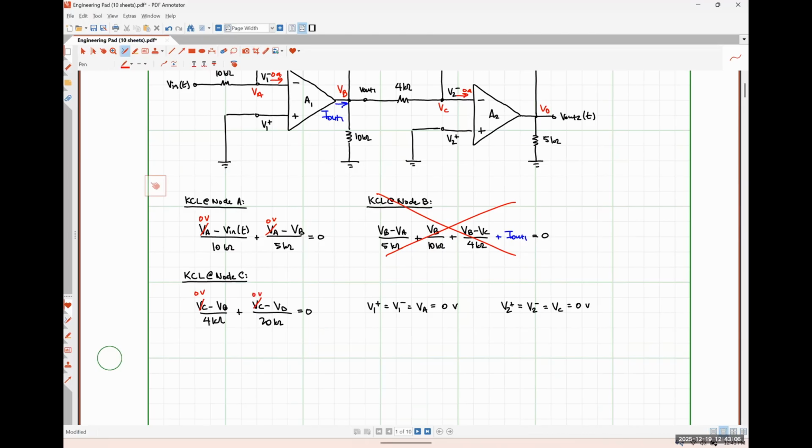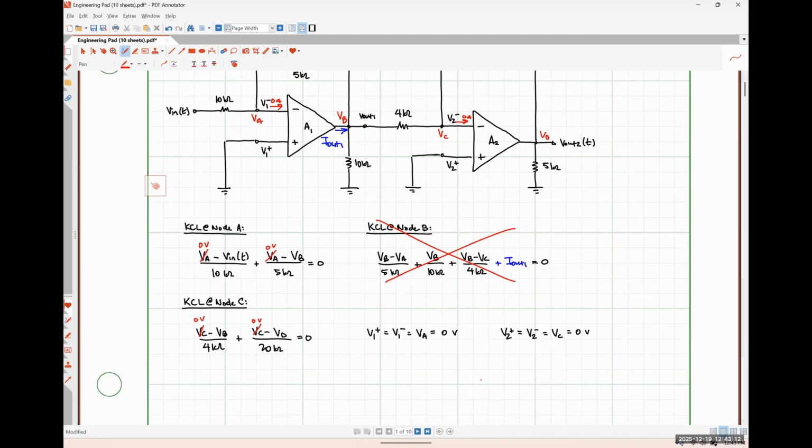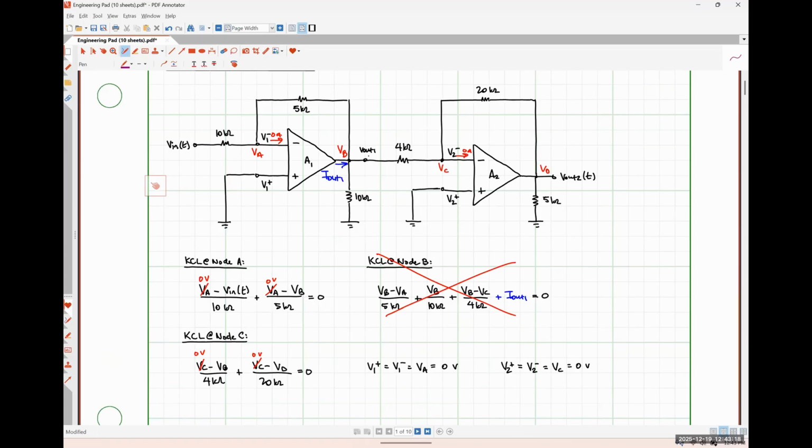Okay. So we could make another quick observation here if we were so inclined, right? We could very easily see that VB is the same thing as V out 1. So if I wanted to, I could replace this with V out 1 and this guy right here with V out 1, and VD is V out 2.